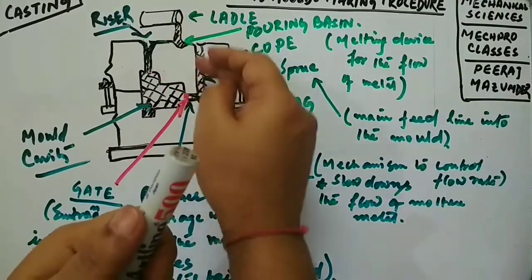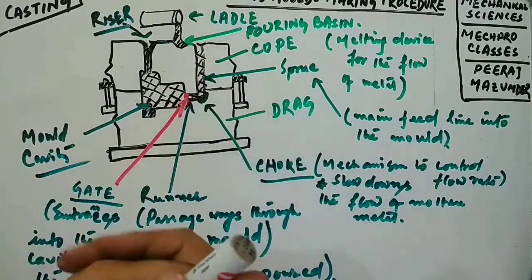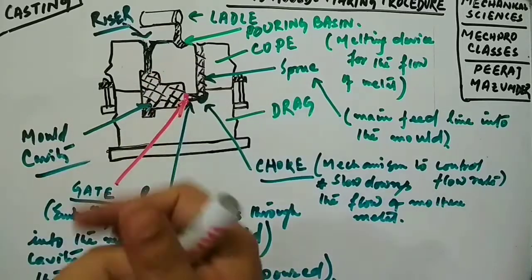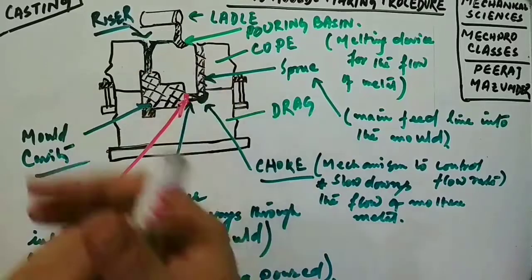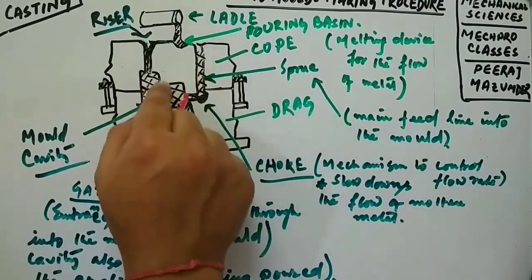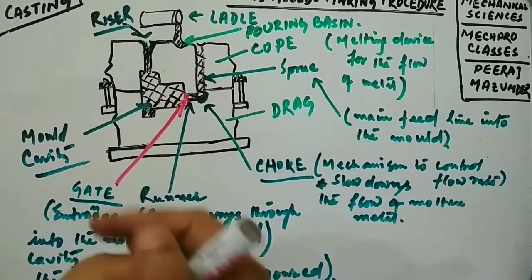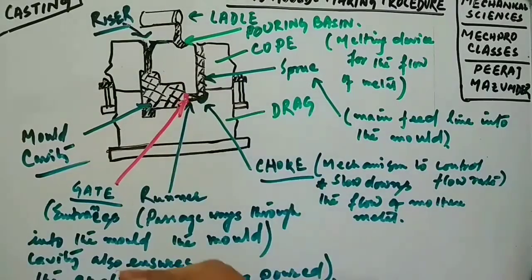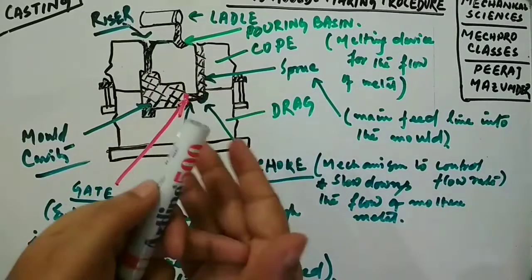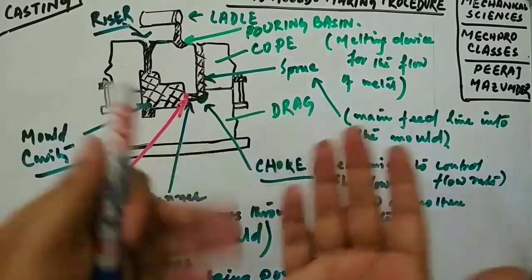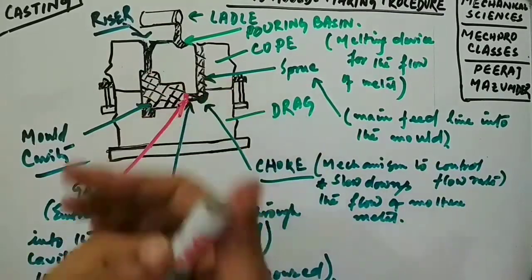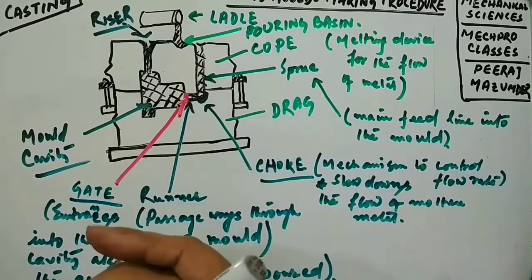When the molten metal comes to this mold cavity, it fills up and rises up after filling the mold cavity. So whenever you see the molten metal coming out of the riser, you have to stop pouring the molten metal. It indicates that the mold cavity is totally filled up with molten metal. So the first function of the riser is to ensure whether the mold cavity is totally filled up with molten metal or not.